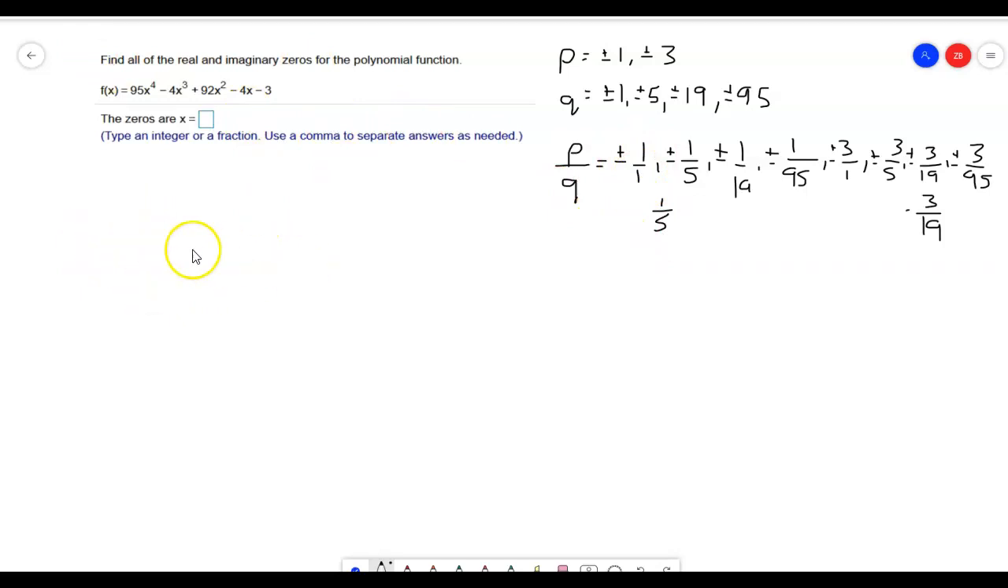So what I do is I pull the 1/5 out here, and I am going to break this down. So I have 95, negative 4, 92, negative 4, and negative 3. This is crazy. All right.